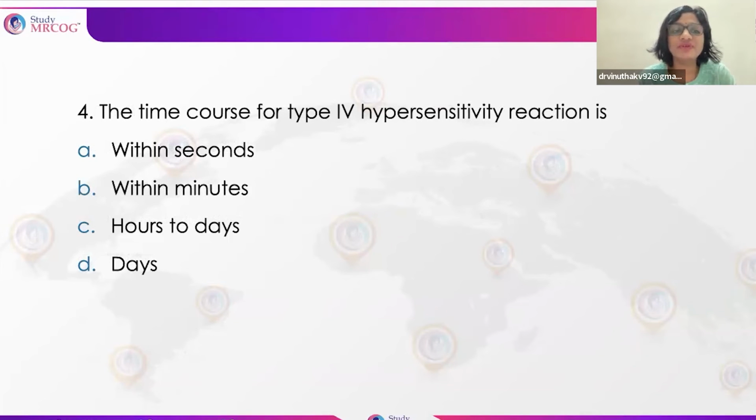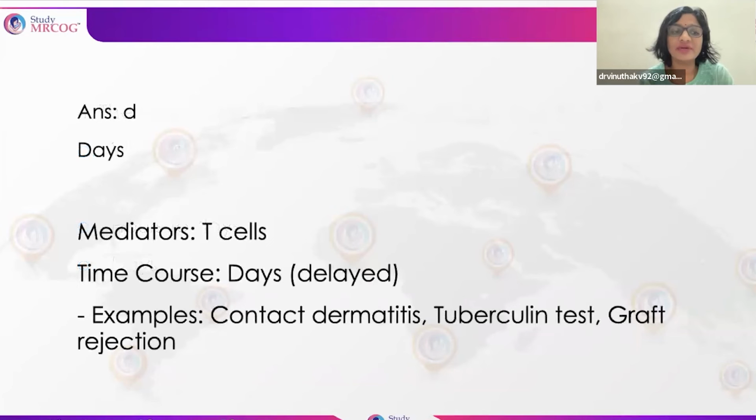Coming to the fourth question, the time course for type 4 hypersensitivity reaction. Type 4 is contact dermatitis. Just for you to understand and remember better, contact dermatitis will not be immediate. It can take days to happen. It is a helper T cell mediated delayed reaction. Examples, again I'm repeating, are contact dermatitis, tuberculosis, and graft rejection.